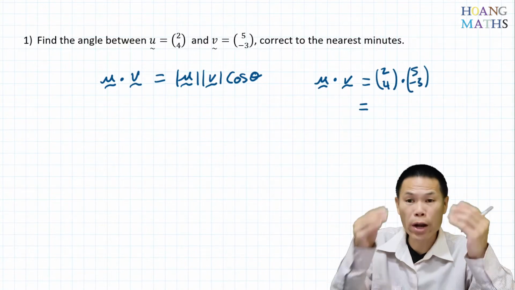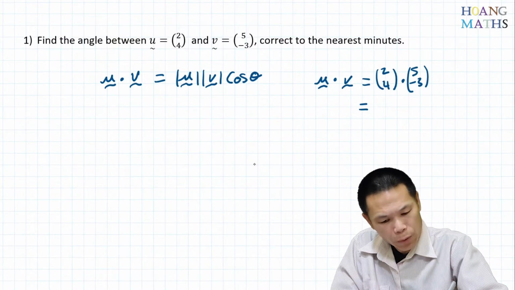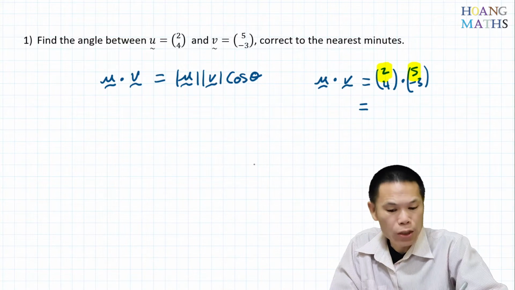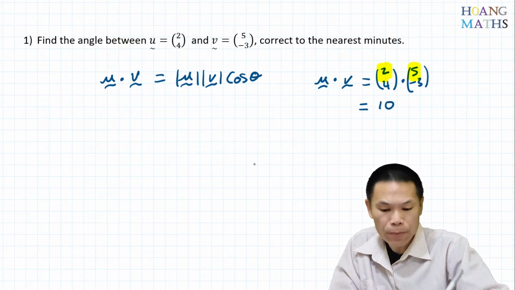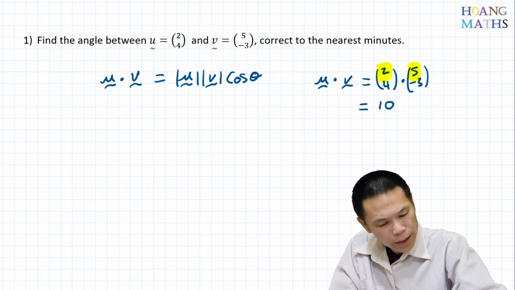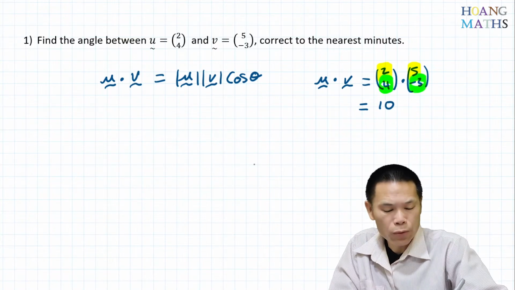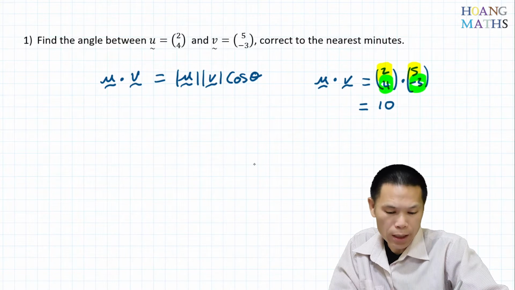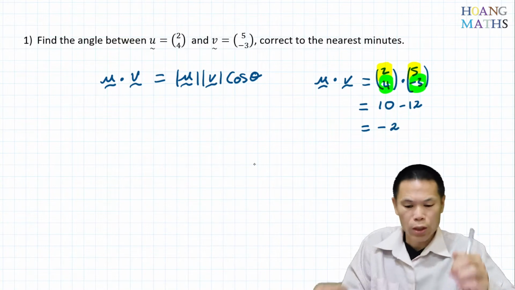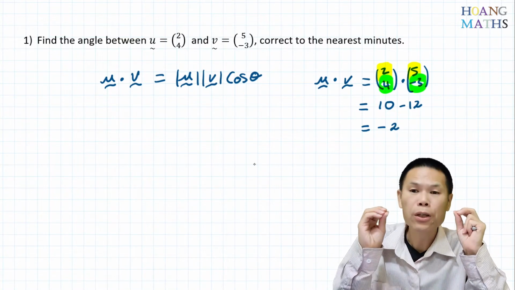To find the product of u dot v, we just multiply the x components together. So 2 times 5 is 10. And then we add the product of the y components. So that is 4 times -3, which is -12. So now we go 10 minus 12, which is -2. Now we have the dot product of u and v.